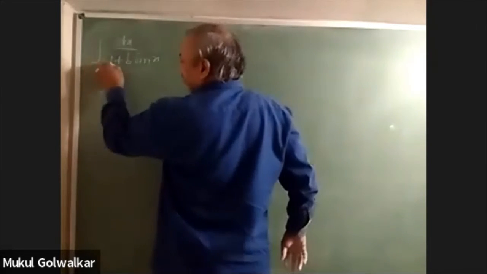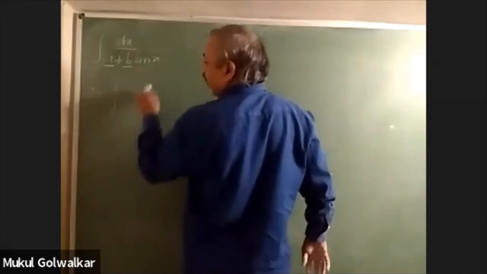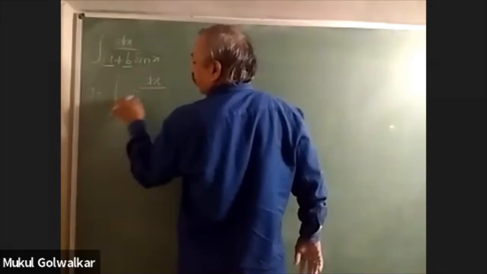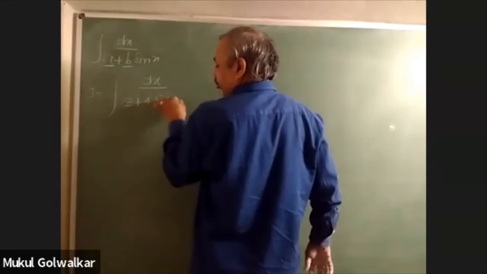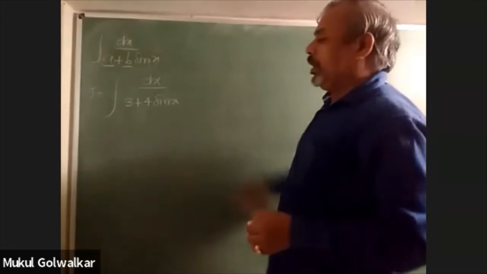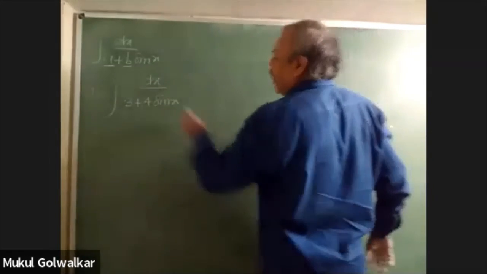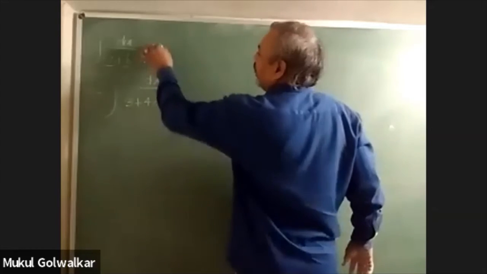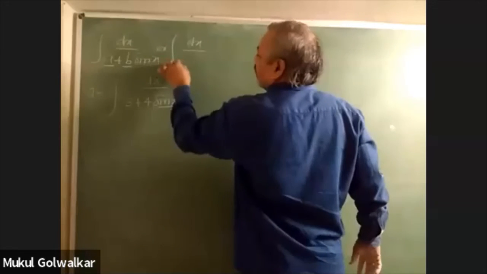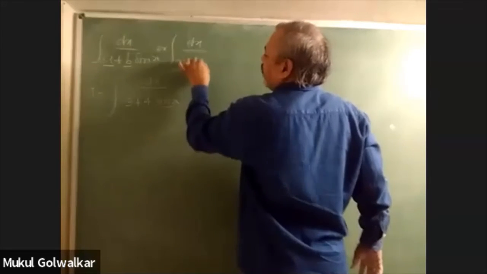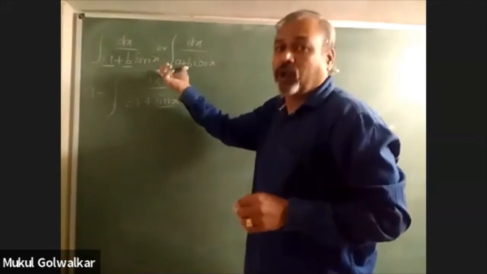As I said, a and b are constant quantities. So this is the third or fourth variety of the question that I am discussing with you. Suppose I write dx upon 3 plus 4 sin x. And then I would like to show you one small thing, children. It may be sin x or it may be cos x. So let me provide the solution for the other variety of the problem also, dx upon a plus b cos x. This will be the type of question we are solving.